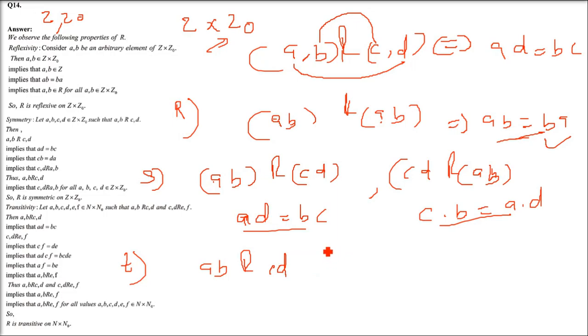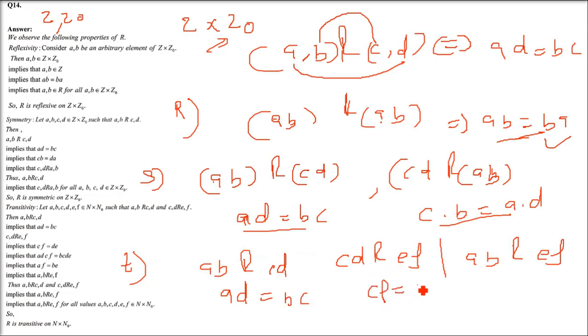AB is related to CD. Let us introduce one more, EF. So AB is related to CD and CD is related to EF. What do you get here? AB is related to EF, and this is what you have to prove. I am multiplying the extremes: AD equals BC. In the second one, multiplying the extremes, CF equals DE.